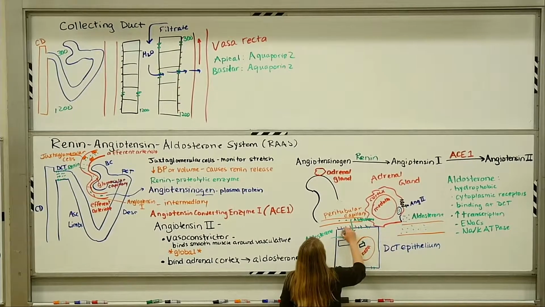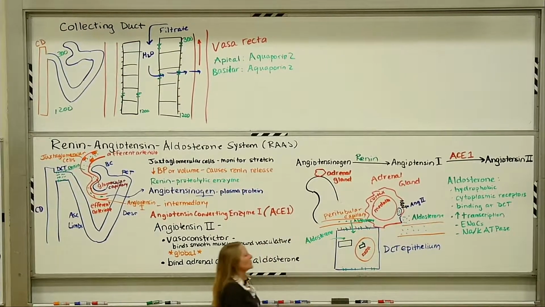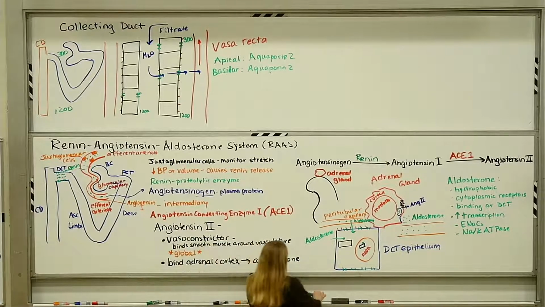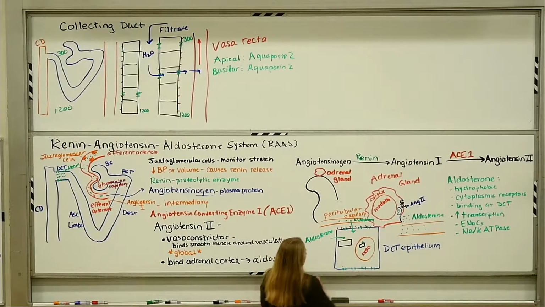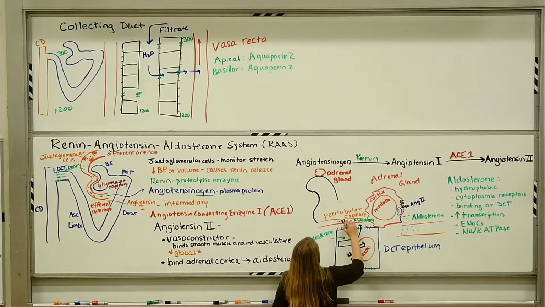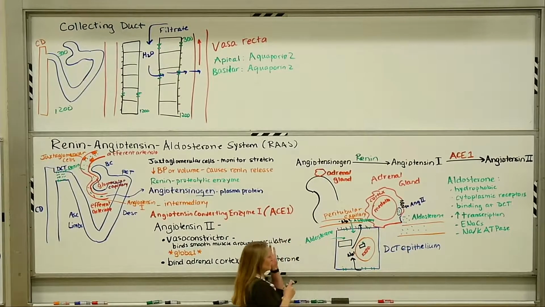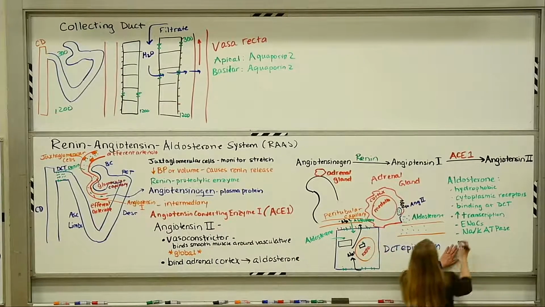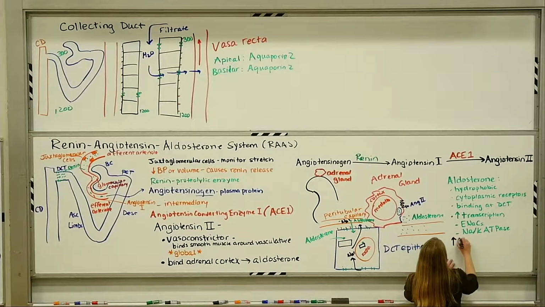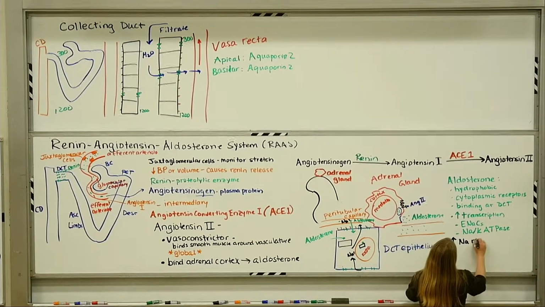So if you have more receptors, it's easier to pick up more sodium. The sodium that was in the filtrate can now move through, pass through the channels, and then get picked up into the peritubular capillary. So the function of this aldosterone is to increase sodium reabsorption.